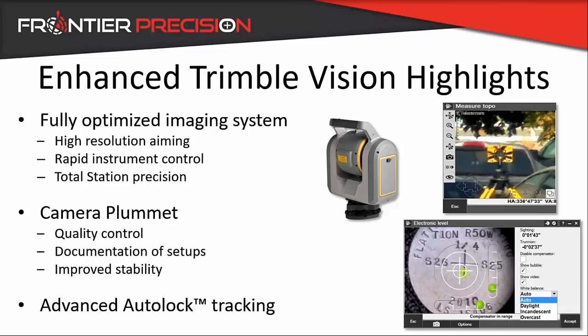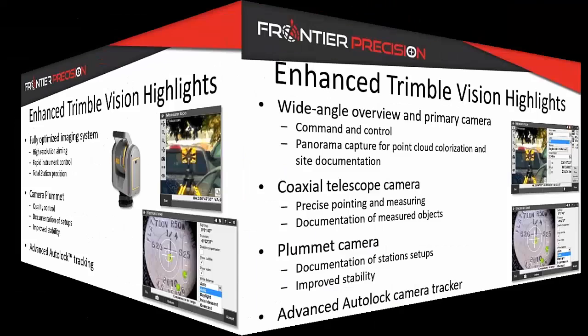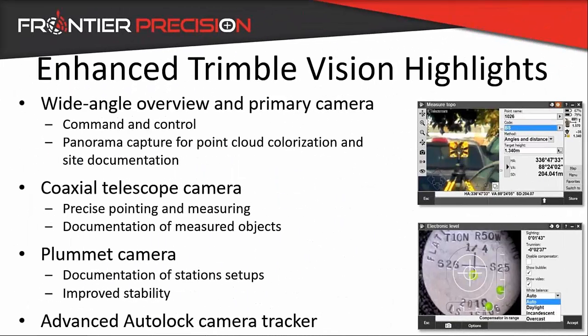And then one of the things within the vision system is an advanced auto-lock tracking system, which I'll talk about here in a moment. A couple other things, as you see in this top right image, a wide angle overview from either the overview or primary camera. That's two different cameras. It gives you a panorama ability with point cloud colorization and site documentation, obviously, with the panorama. There's also a coaxial telescope camera, which allows for precise pointing and measuring and documenting of measured objects, if you wish. The Plummet camera, and then the advanced tracker camera, which we'll talk about here in a moment.